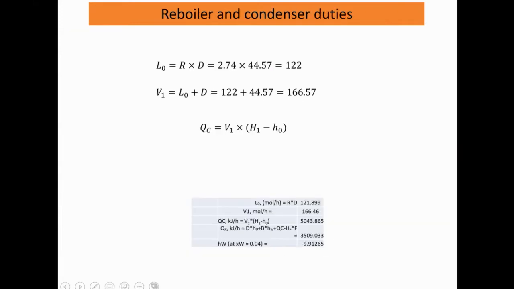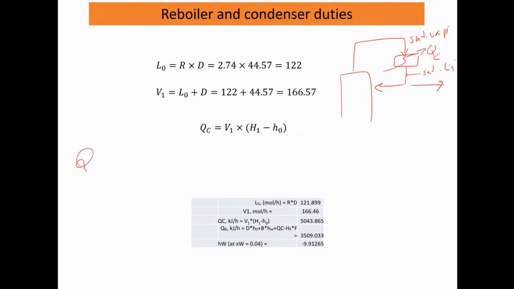Now I will try to determine the reboiler and condenser duties. As you see here, if you go back to the diagram, it's also something related to thermodynamics. Now, this one is going to be saturated vapor, and this one is saturated liquid. So QC is basically V1 multiplied by delta H of vaporization. What is delta H of vaporization in this case? It is going to be H1 minus H0.